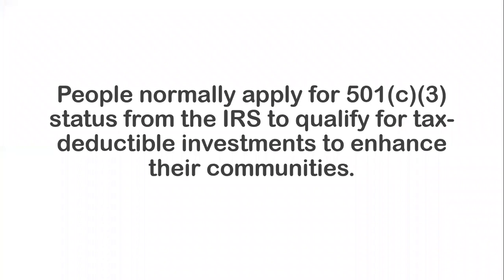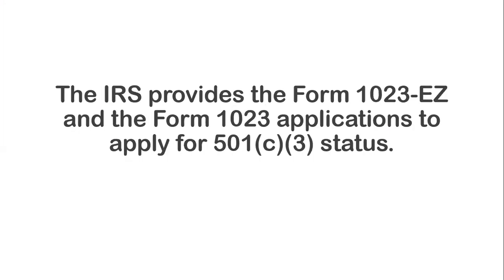People normally apply for 501c3 status from the IRS to qualify for tax-deductible investments to enhance their communities. The IRS provides the Form 1023-EZ and the Form 1023 applications to apply for 501c3 status. So you have two options, the Form 1023-EZ or the regular Form 1023.